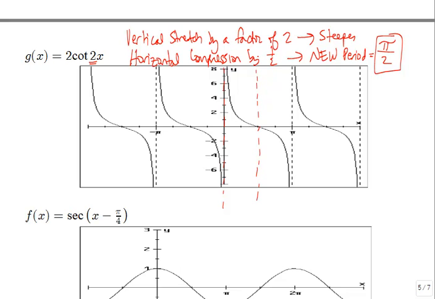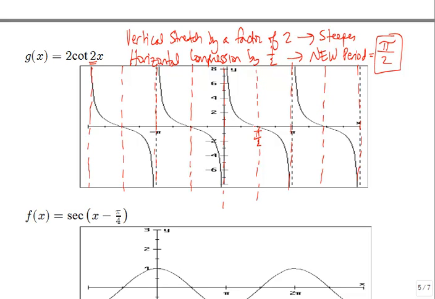So this time my asymptotes are going to occur every pi over 2 multiple. So pi over 2, then pi, then 3 pi over 2, then 2 pi, and so on. So you should have twice as many of them as you did before because we are compressing this period by half. So we should be able to fit twice as many cycles as before.